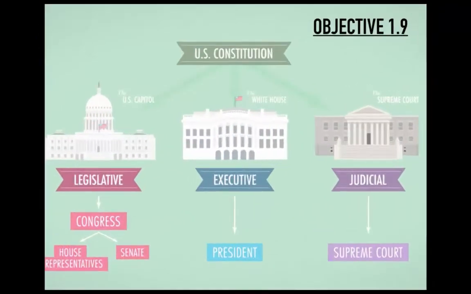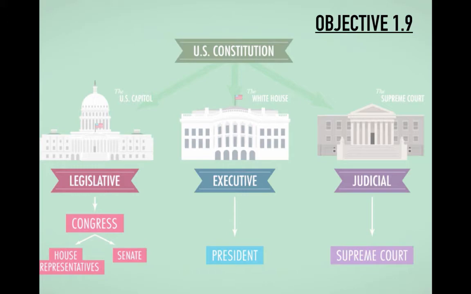In Objective 9, we learned about the separation of powers, the three branches of government, the legislative, the executive, and the judicial, and how each of the branches can check the others from becoming too powerful, essentially preventing the abuse of power by the federal government.